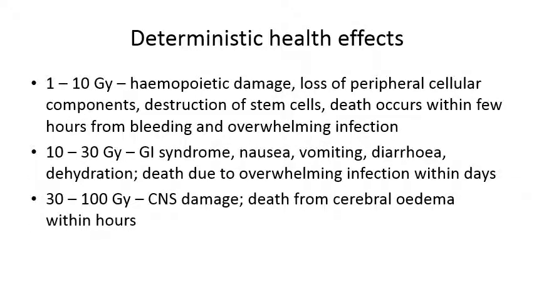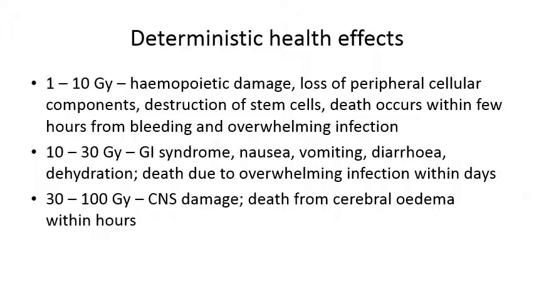Significant clinical effects start to manifest from exposure to 1 Gray and above. Between 1 to 10 Gray, hematopoietic damage occurs. There is loss of peripheral cellular components, and destruction of stem cells. Death can occur within few hours from bleeding, and overwhelming infection, depending on the severity of radiation exposure.